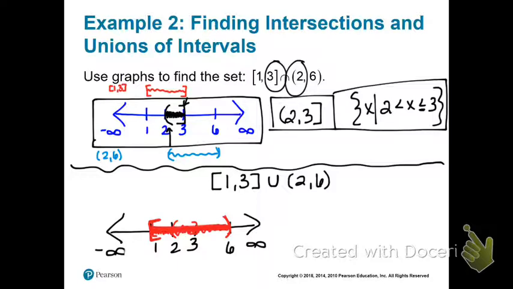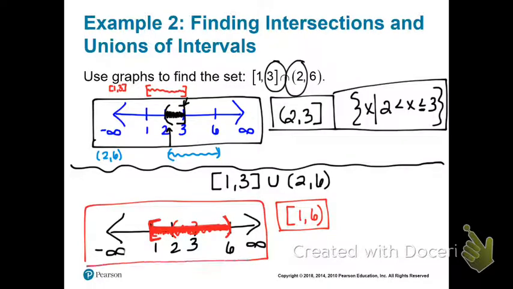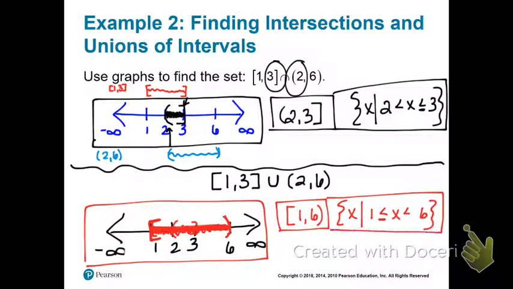So we can see that our answer is from 1 to 6. 1 had a bracket, 6 had a parenthesis. Let me go ahead and box my graph. And then set builder notation, the set of all x's such that we're just going to go from 1 to 6, x in the middle with less than symbols. It is equal to at the 1 because of the bracket. It's not equal to at the 6 because of the parenthesis. Close your set builder notation. And there are the different ways we could write our solution.